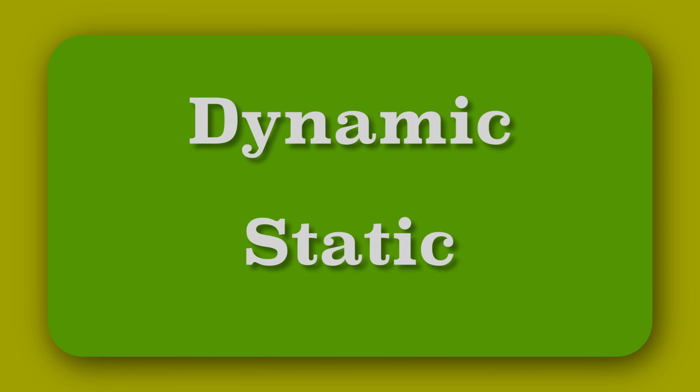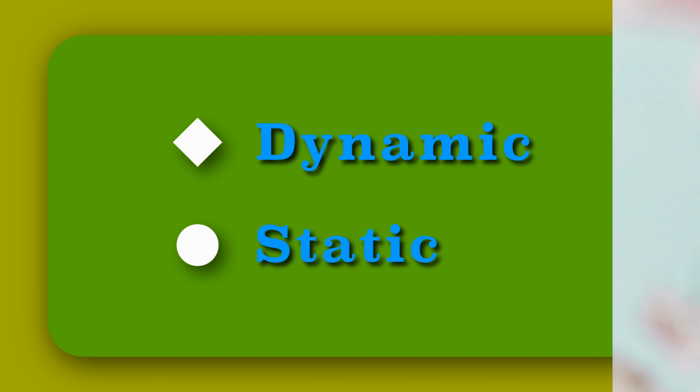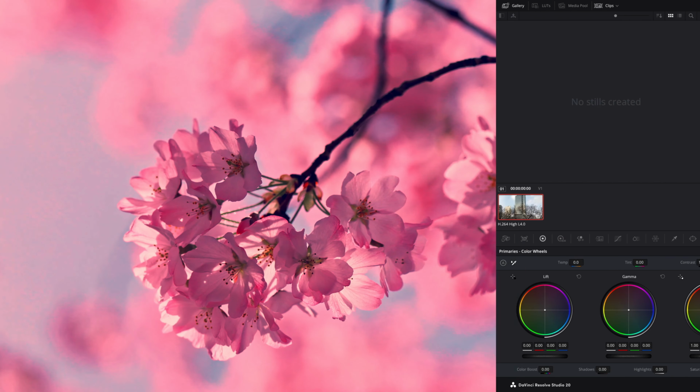There are 2 types of keyframes, dynamic and static. Dynamic keyframes appear as small diamonds. Static keyframes as small circles. Dynamic keyframes create gradual changes. Static keyframes, or marks, create sudden, abrupt changes.